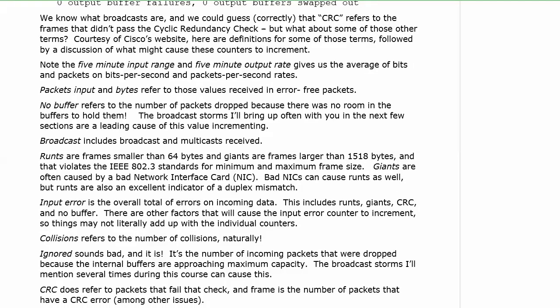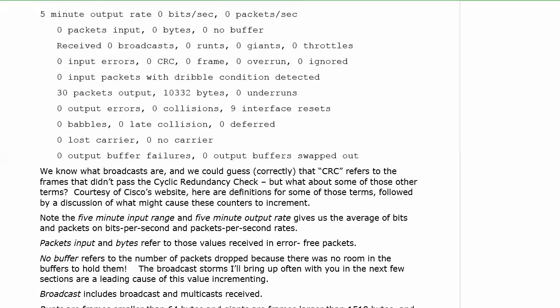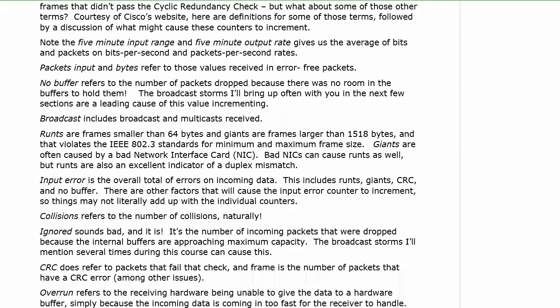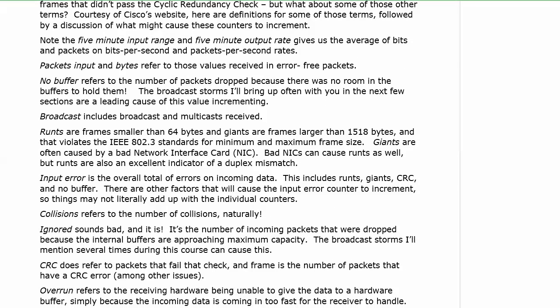CRC, we mentioned that. Now, frame right after that. Frame is the number of packets that have a CRC error, but that also includes some other errors as well. So don't expect CRC and frame to match up exactly. Overrun refers to the receiving hardware being unable to give the data to a hardware buffer. Now that's pretty busy. The problem is the incoming data is coming in too fast for the receiver to handle. It's not necessarily a broadcast storm, but it's just like a river coming in too fast. At some point the dam can't hold it back any further. Well, an overrun is simply that data is coming so fast that some of it is getting thrown out. We can't handle it. The receiving hardware literally can't do the job.